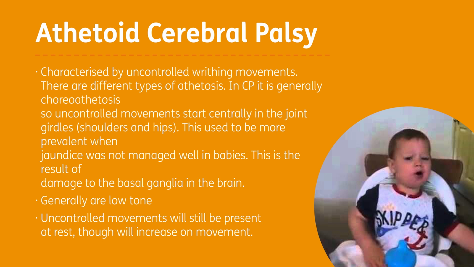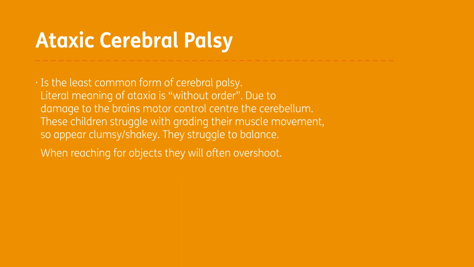So in some countries where they might not pick up the jaundice as quickly, they do have a higher incidence of athetoid CP. Ataxic CP is the next, and that's the least common form of cerebral palsy. Ataxia literally means without order, and it's damage to the cerebellum. I think of the cerebellum like the filing cabinet of the brain, so it helps order our movement. If we repeat movements, I think of it like it makes a file in the cerebellum, which the brain can refer to without necessarily thinking about.